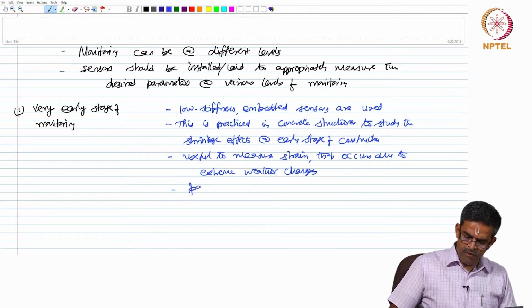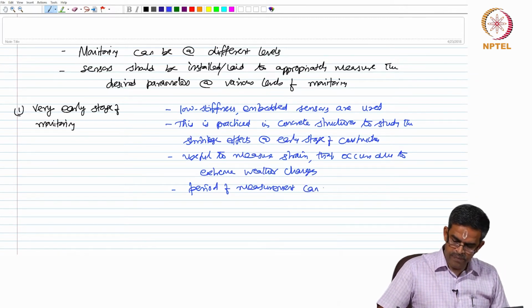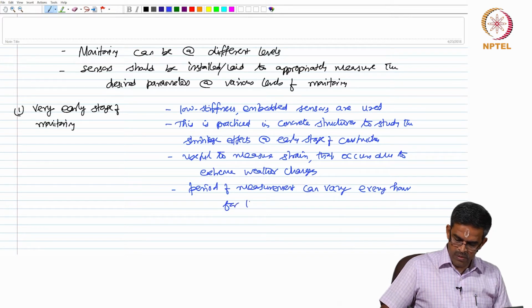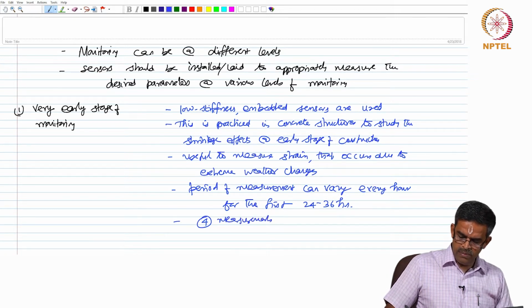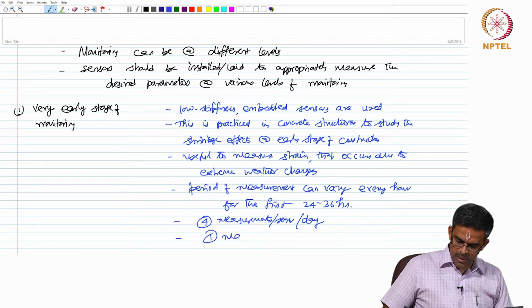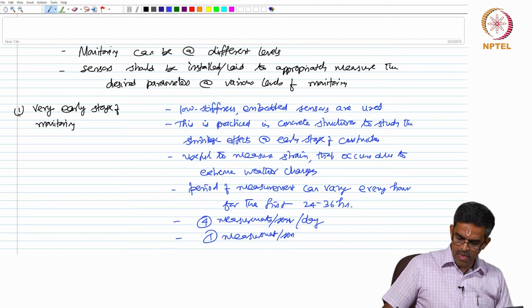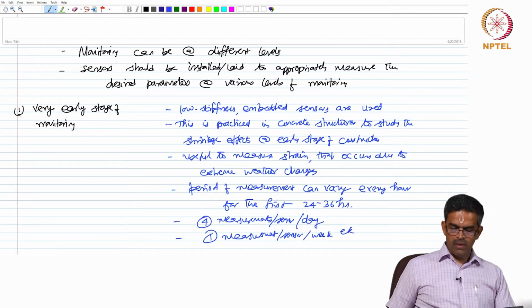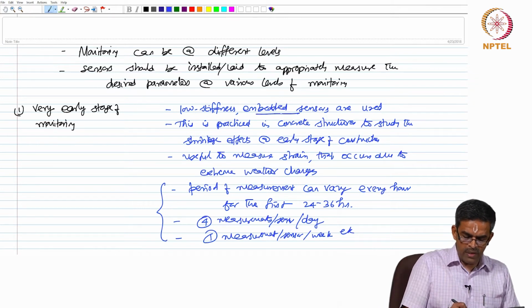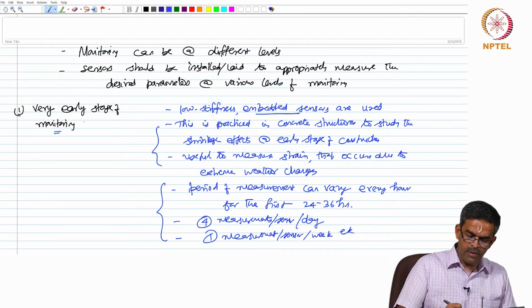In this case, the period of measurement can vary: every hour for the first 24 to 36 hours. Then we can move on to, let us say, 4 measurements per sensor per day. It can then later go on to 1 measurement per sensor per week, etc. So, the period of measurement varies depending upon the demand. The type of sensor choice also varies depending upon the type of monitoring. Application also varies depending upon the type of monitoring.